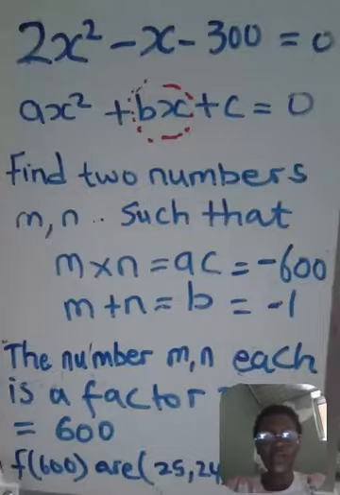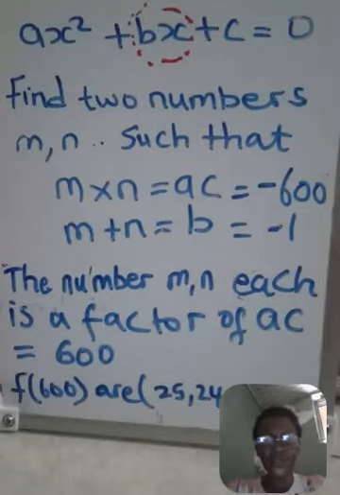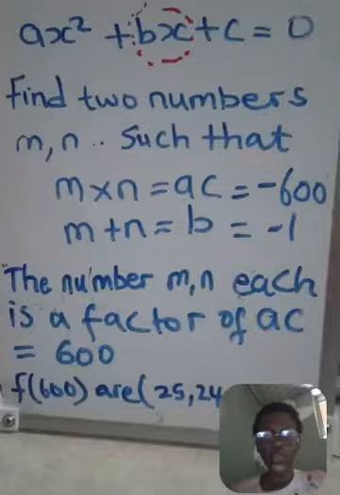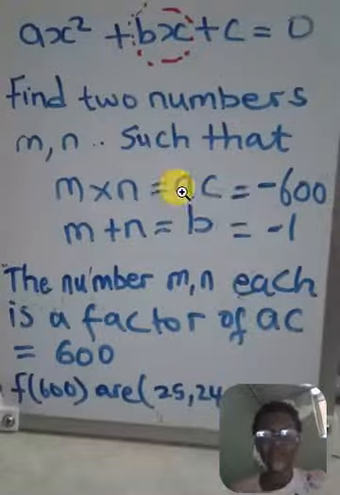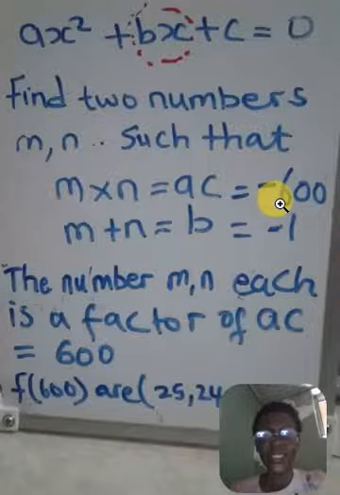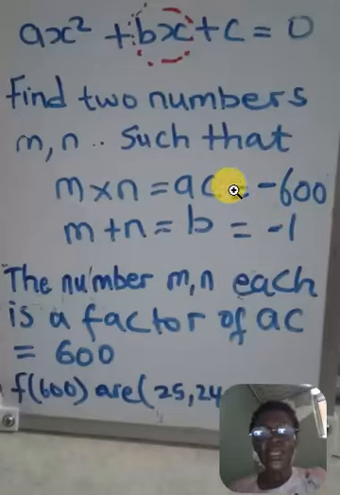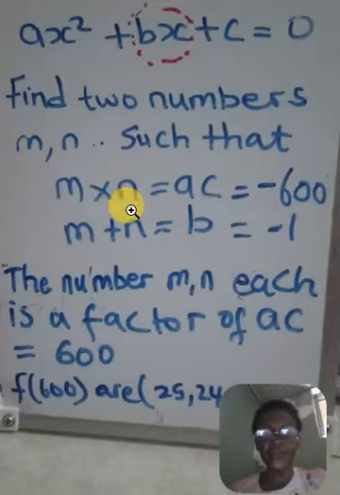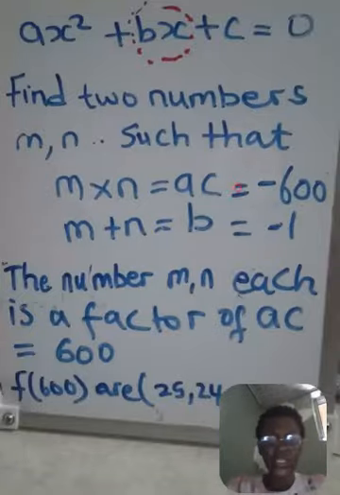And how do we find numbers m and n? What we do is we find first the factors of AC. We list the factors of AC out, and it is amongst the factors of AC, which is minus 600, or let's say 600, that we will find the numbers which will fit into m and n. So let's go further down.